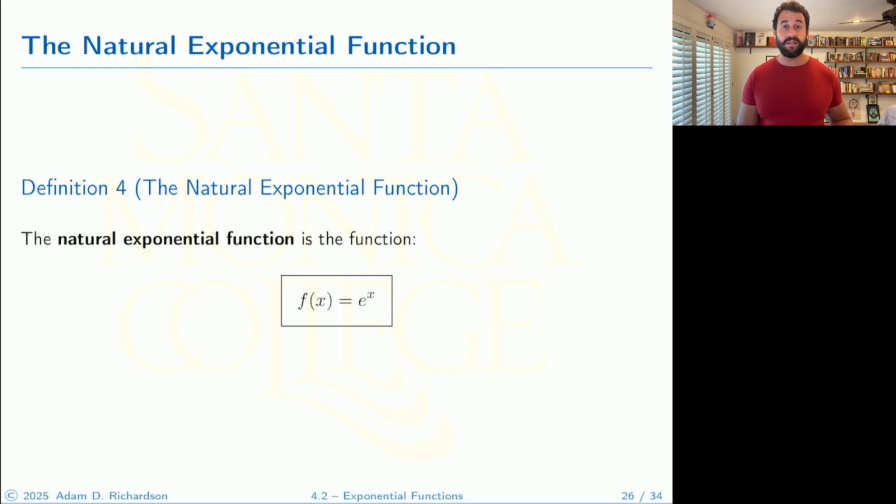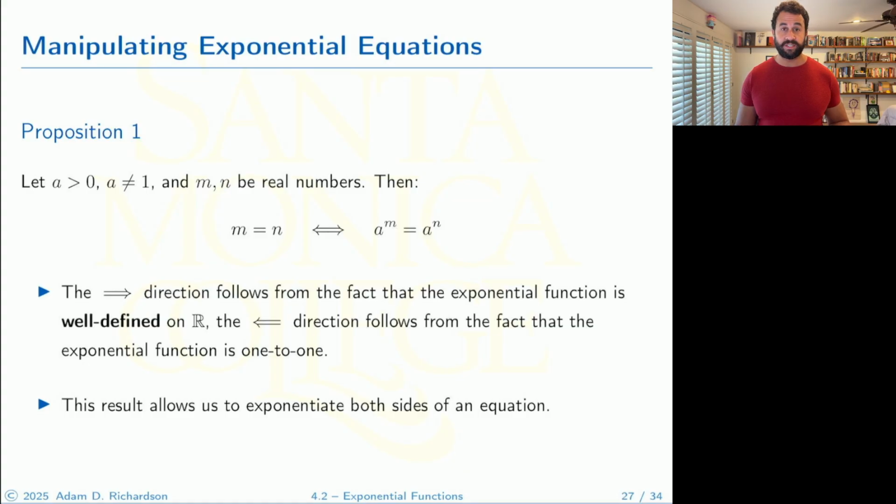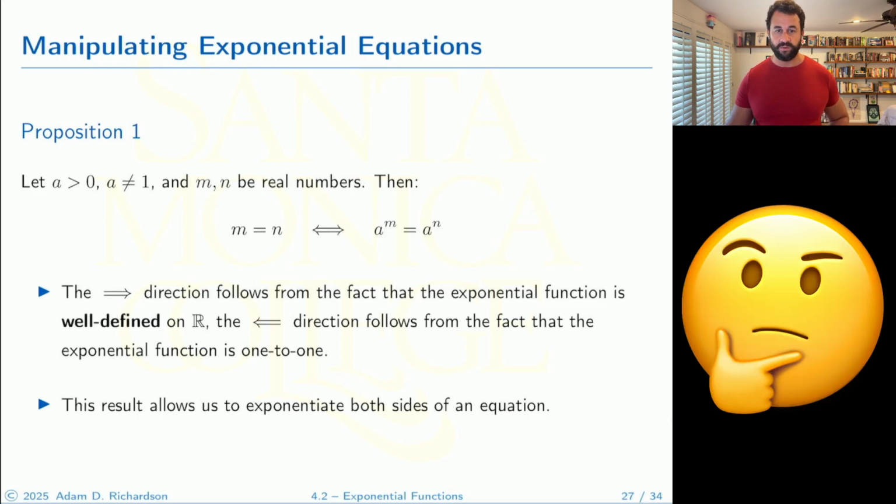Let's talk about manipulating exponential equations. To do that, we're going to get this really helpful proposition, and then we're going to use it a few times in the next few examples here. So here's the proposition. Let a be positive and non-unital, so not equal to 1. Let m and n be real numbers. Then m equals n if and only if a to the m equals a to the n. Okay, now I want you to just ponder this for a minute before I read the rest. Ponder that for a sec.